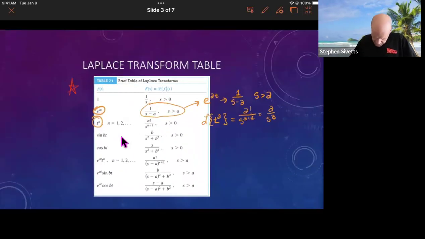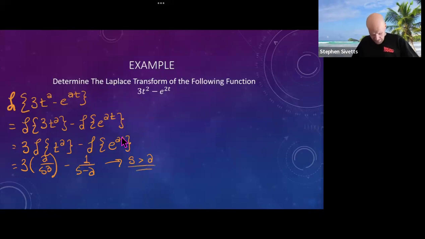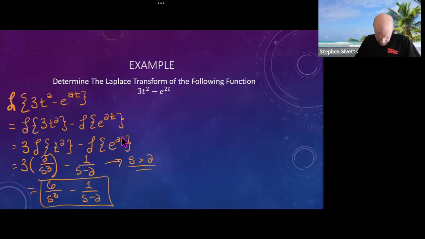By going to the next slide, that is 1 over s minus 2. And we know the domain of this function has to be s bigger than 2. So all together, this is 6 over s cubed minus 1 over s minus 2. Okay? So that is the Laplace transform of 3t squared minus e to the 2t.